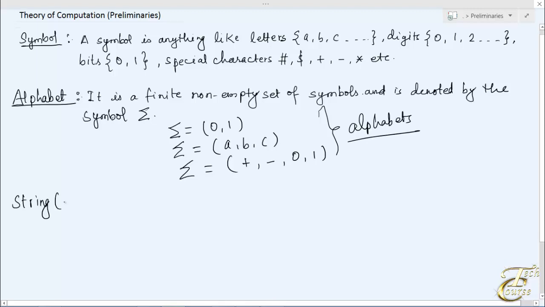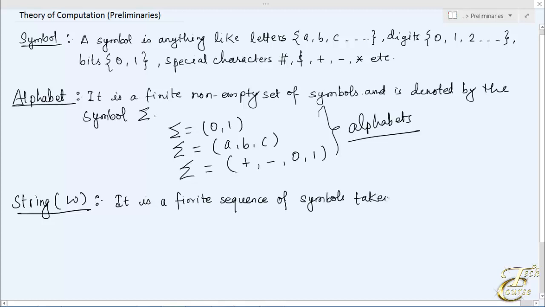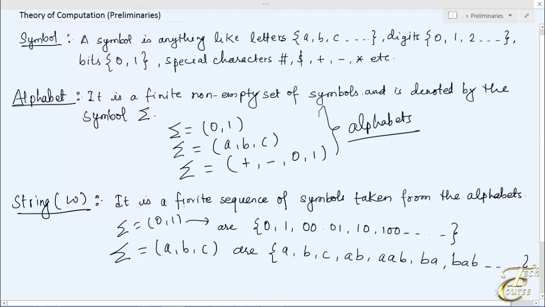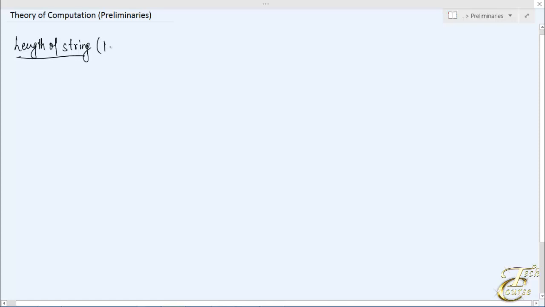Next, string, generally denoted by w. It is a finite sequence of symbols taken from the alphabet. For example, if the alphabet is 0 and 1, then the strings composed from this alphabet are 0, 1, 00, 01, 10, 11, 010, 0100, and so on. Similarly, if the alphabet is a, b, c, then the strings composed from this alphabet are a, b, c, similarly ab, aab, ba, bab, and so on.